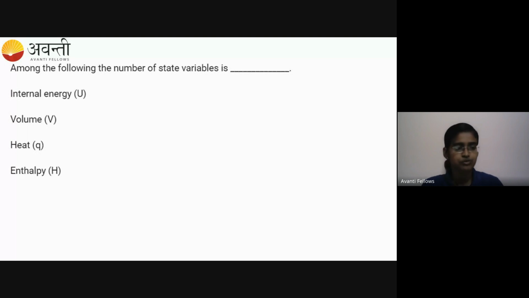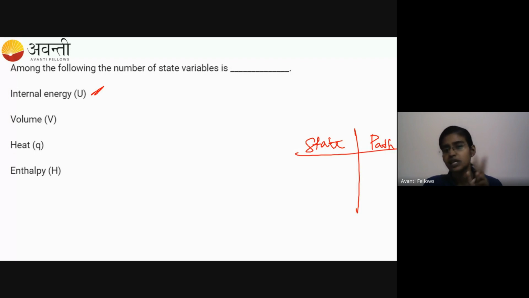Tell me. Start from internal energy. We have studied state function and path function yesterday. And in the path function, I have told you only 2 examples will come under path function. Who are those 2?